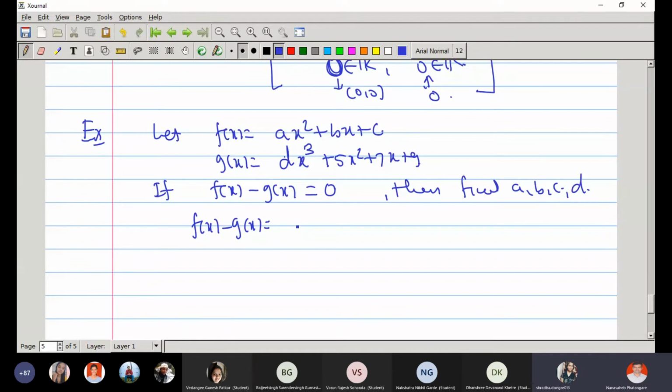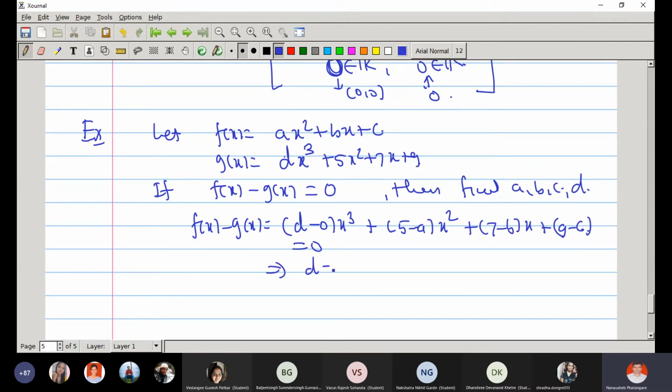That means first of all we should write what is f(x) minus g(x). So what is f(x) minus g(x)? It is (d minus 0)x cube plus (5 minus a)x square plus (7 minus b)x plus (9 minus c). This is my polynomial f minus g, and it is 0. Therefore all coefficients are 0. So d minus 0 is 0, so d is equal to 0. a is equal to 5, b is equal to 7 and c is equal to 9. So these are the values.